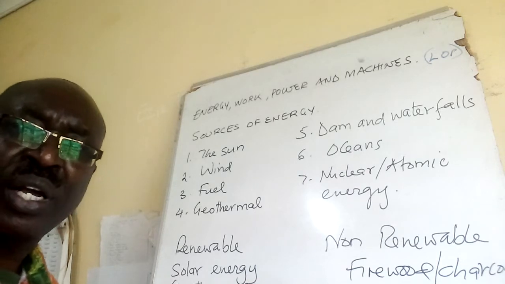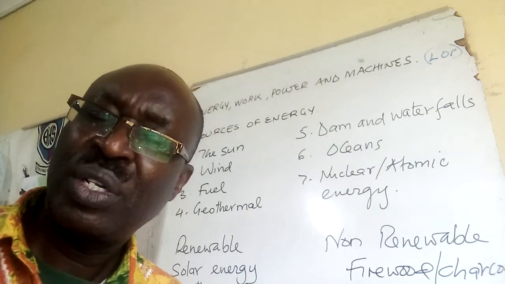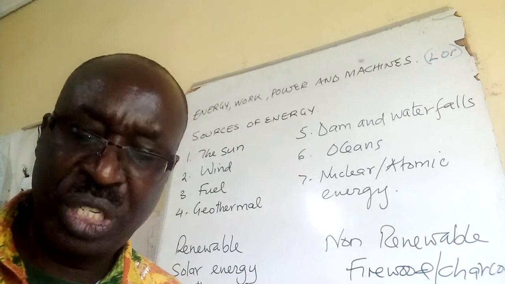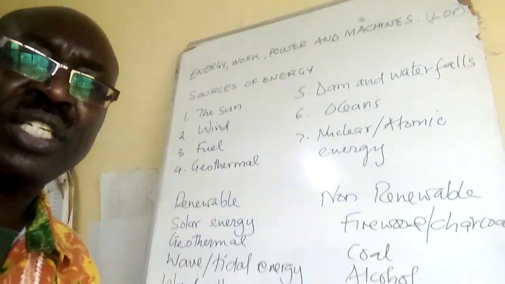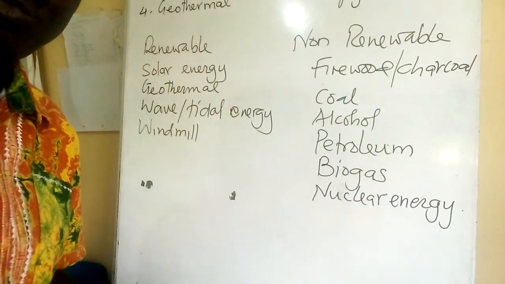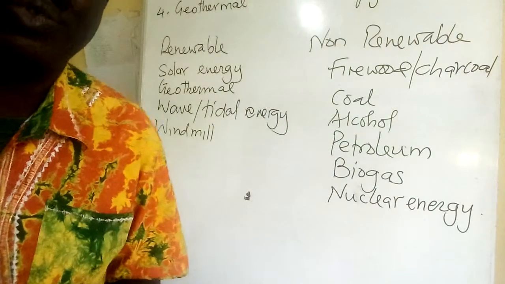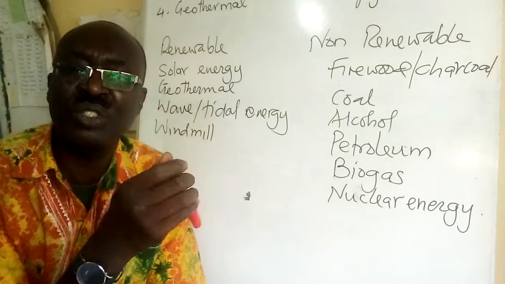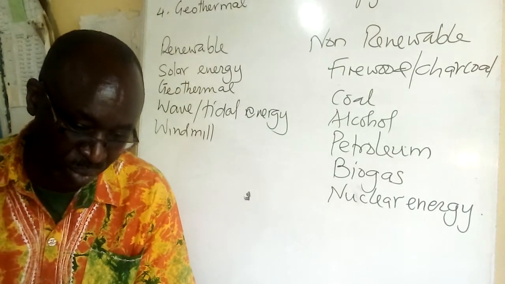Now, the energy we have, we can categorize into two. There is energy that can be depleted, and there is energy that renews itself. So we can now talk of, let me focus the camera down here a bit. Yes, maybe there. I'm sure you can see very well. So what I'm talking about here now is renewable. Some of these sources are renewable and some of these sources are not renewable.